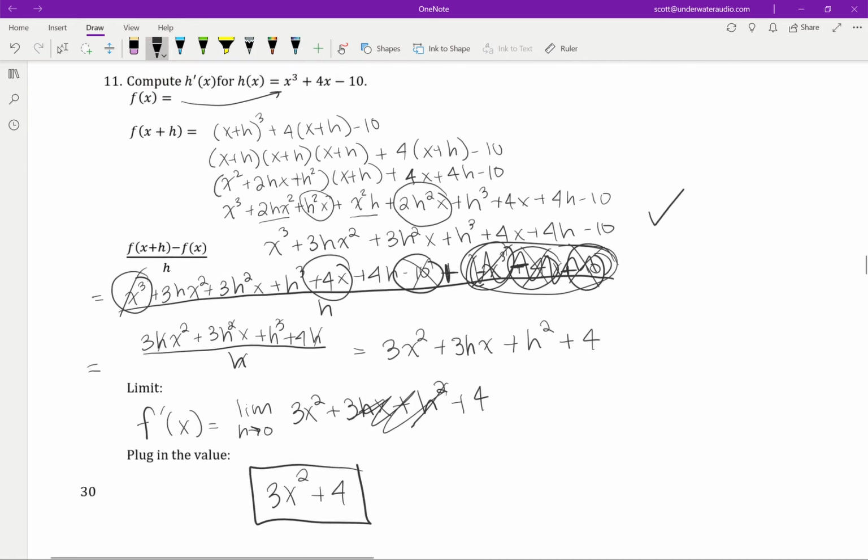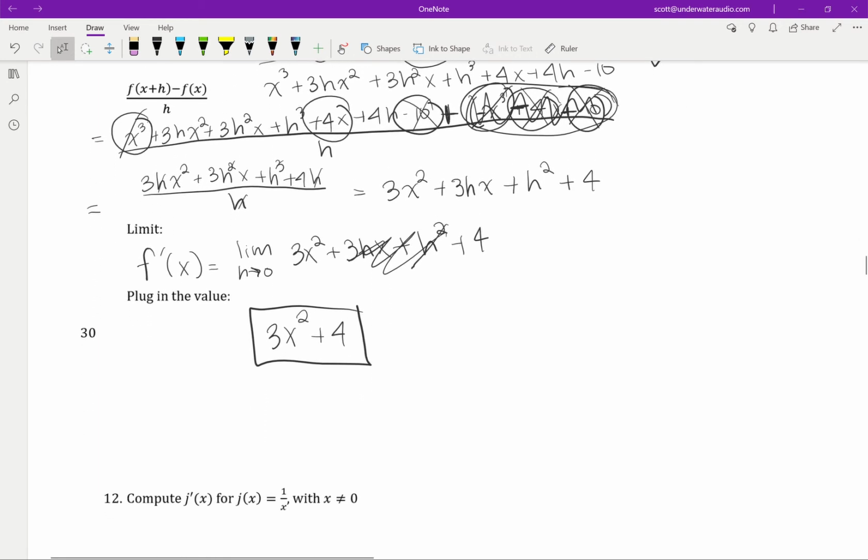Let's see what I started with. Yeah, so far that makes sense. Okay, let's do one more that's a little bit different than the other ones.